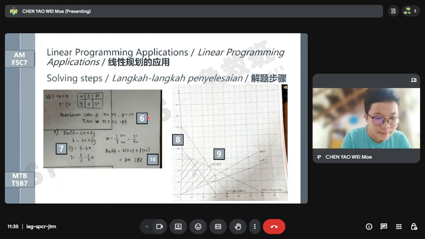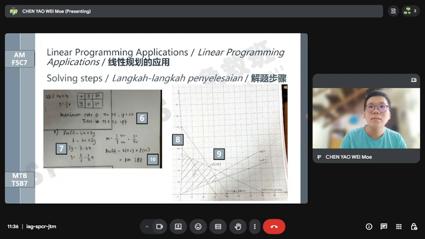Profit here is saying that 6x means 6 ringgit for cake A. For cake B is 8 ringgit, so 8y. So k equals 6x plus 8y, and I want to make an equation y equals mx plus c. I use the m, the gradient, to draw the objective function line. Fungsi objektif, garis fungsi objektif. So this is the objective function line.